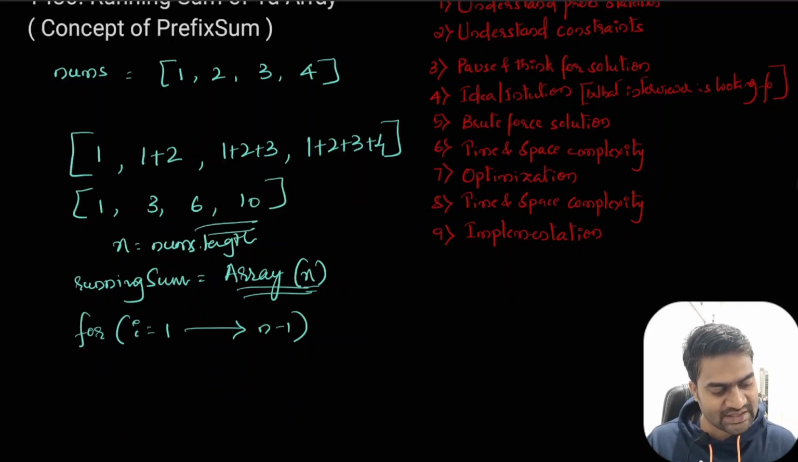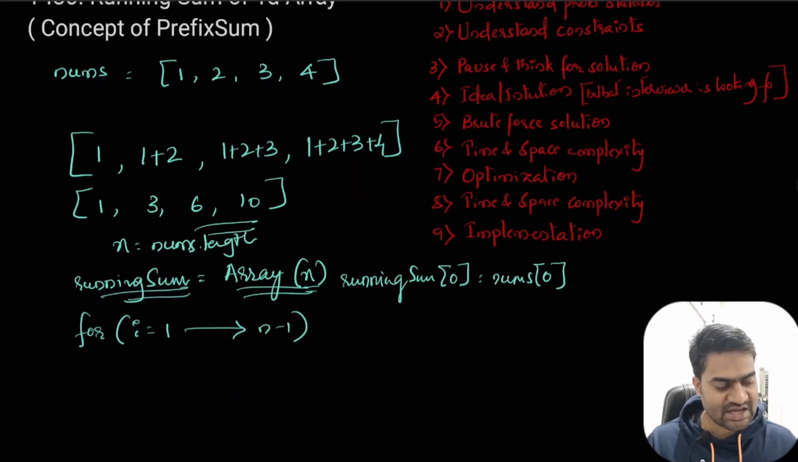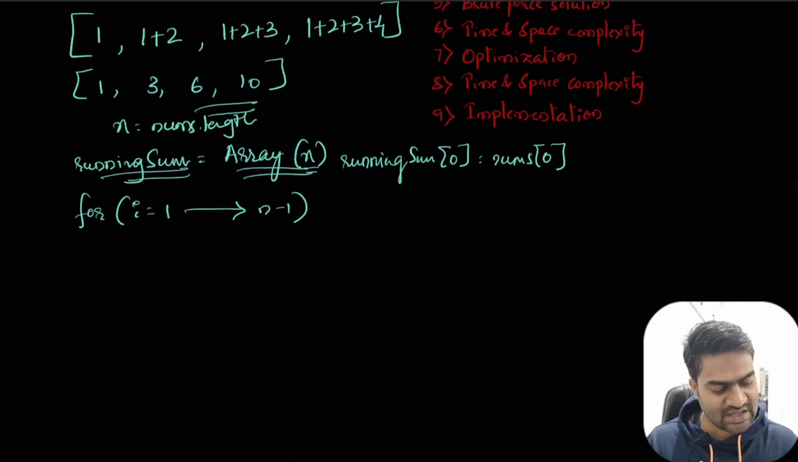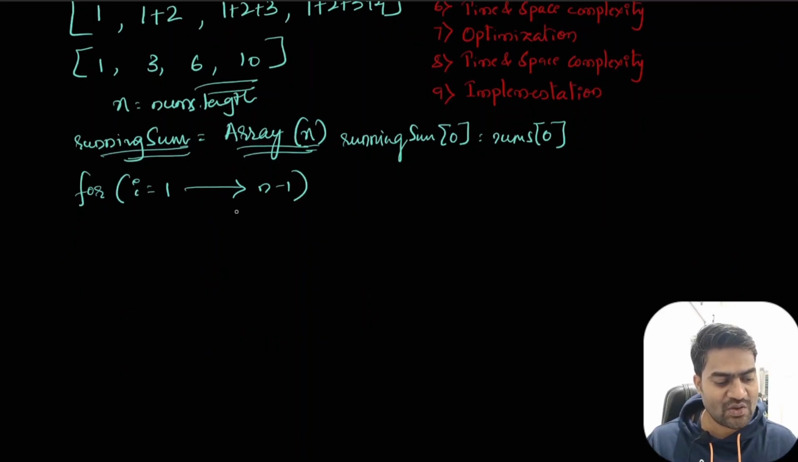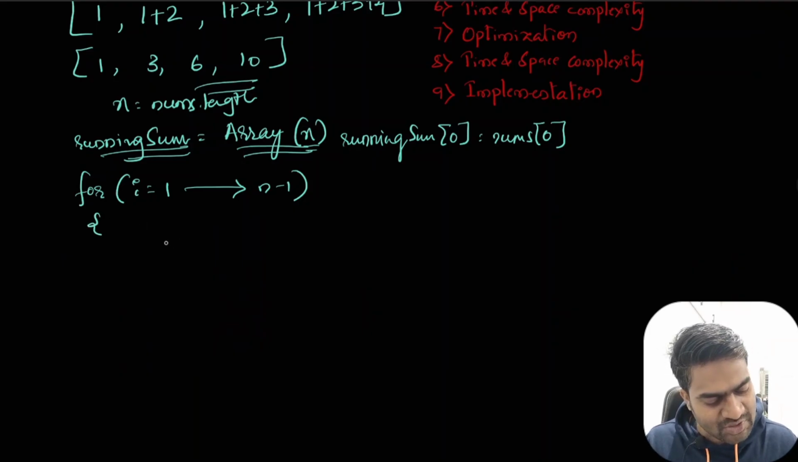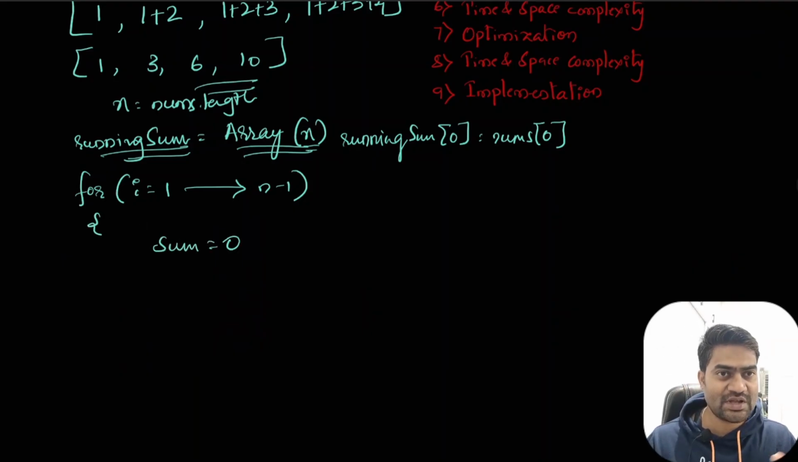Once after creating this running sum array, I will first push the first number to it. So I will do something like this: runningSum[0] equal to nums[0]. This will transfer the first number as it is to the running sum array. Then I will start from i equal to 1 to n minus 1. This is our first loop. Then I will take a variable sum equal to 0. This is to calculate the overall sum.